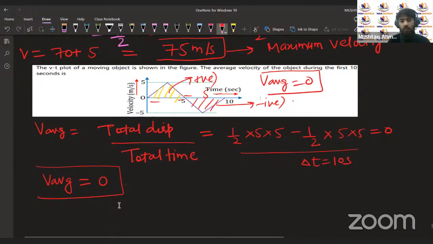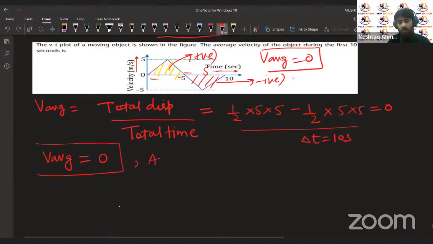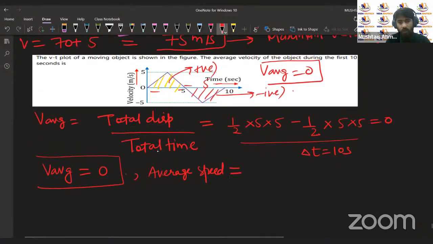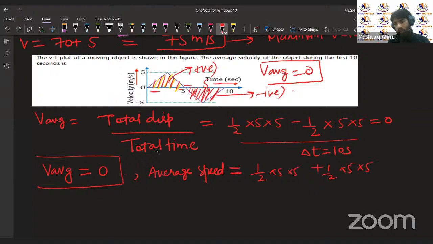And in this question, if we have to calculate the average speed, the average speed will be total distance upon the total time. So the total distance will be this area plus this area. We'll not be taking this area as negative here; we'll be taking this as a positive area to calculate the total distance. So it will be half of 5 into 5 plus half of 5 into 5, upon the total time, that's 10 seconds.